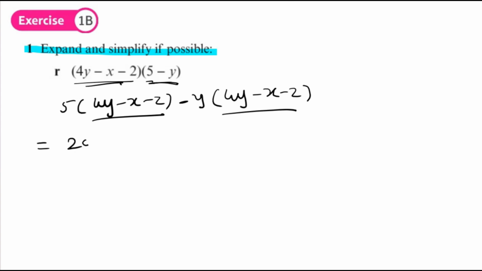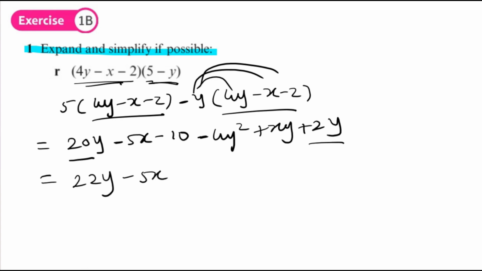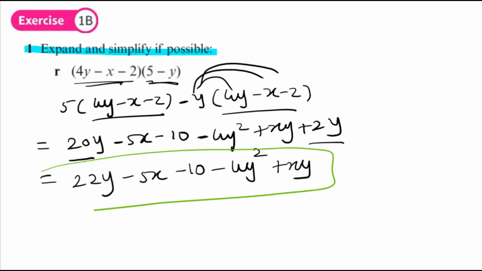5 times 4y is 20y minus 5x minus 10. Minus y multiplied by 4y gives you minus 4y squared plus xy plus 2y. For further simplification, look for like terms. 20y and 2y are like terms. That gives us 22y minus 5x minus 10 minus 4y squared plus xy. This is our final answer.